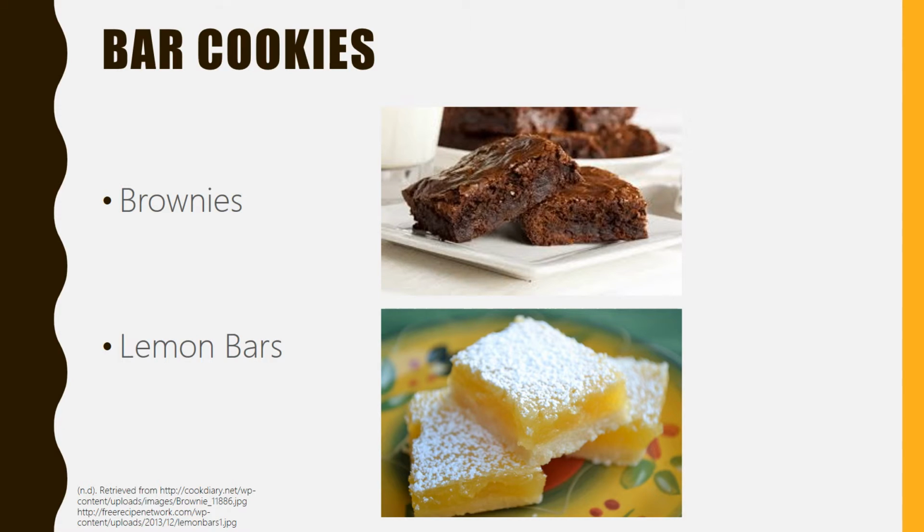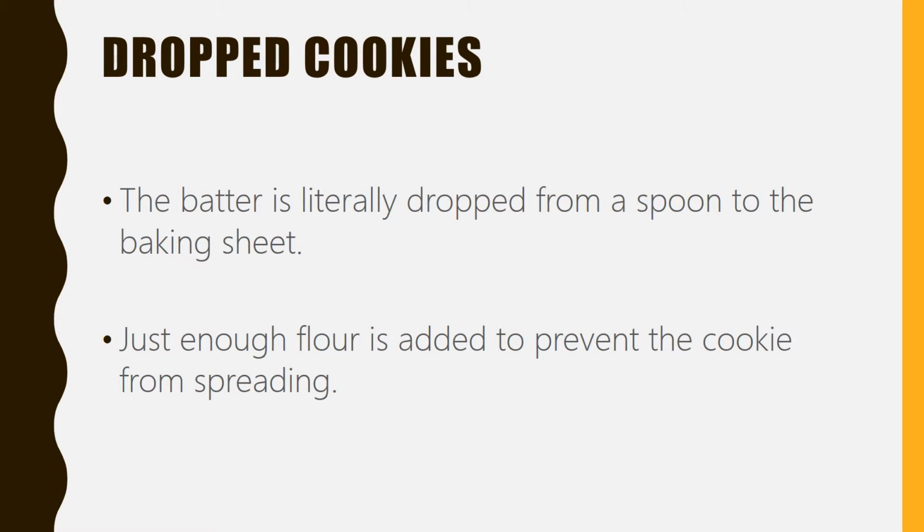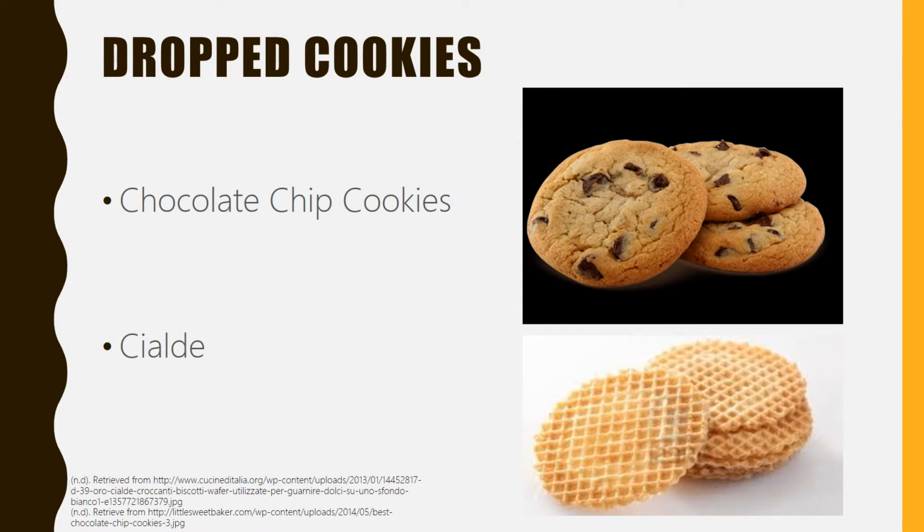Dropped cookies. Drop cookie batter is literally dropped from a spoon or portion control scoop onto a baking sheet. The batter contains just enough flour so the cookie will not spread out like a pancake when it is dropped onto the baking sheet. Chocolate chip cookies. This is the most popular cookie in North America.